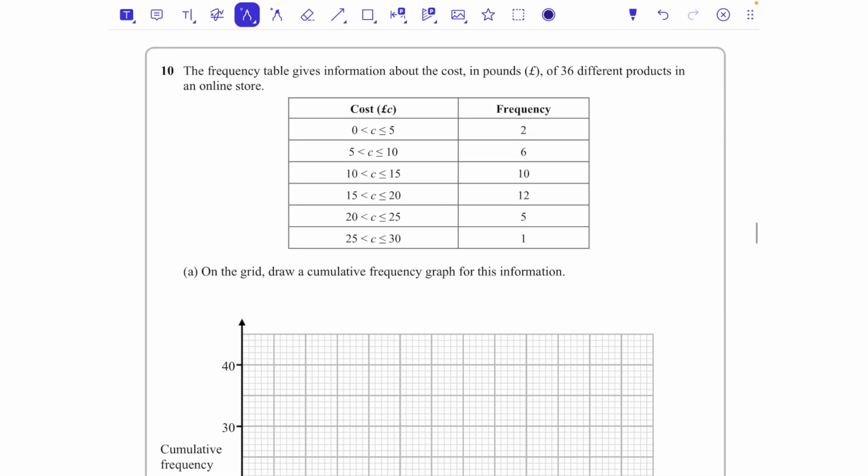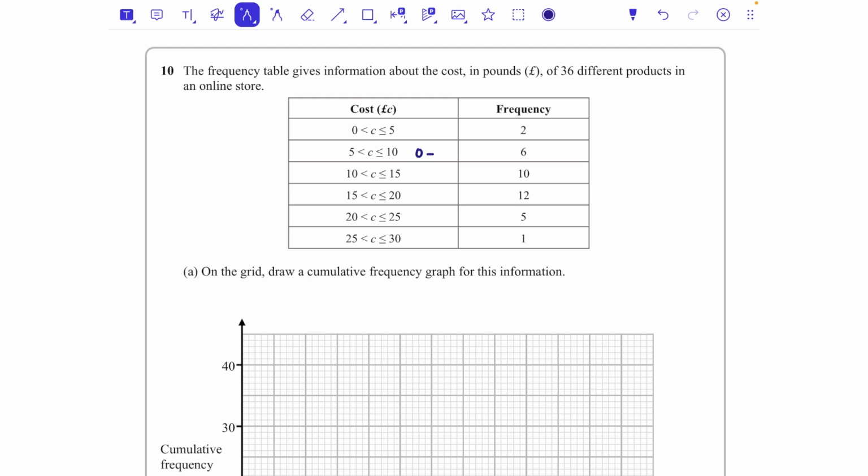Question number 10. The frequency table gives information about the cost in pounds of 36 different products in an online store. On the grid, draw a cumulative frequency graph for this information. Sometimes they give you cumulative frequency up here, but in this example, we've just got frequency. So that means we need to do the adding up. For cumulative frequency, we're going to go 0 to 5, 0 to 10, 0 to 15, 0 to 20 for these categories. So for the first category, 0 to 5, that's still going to stay 2.